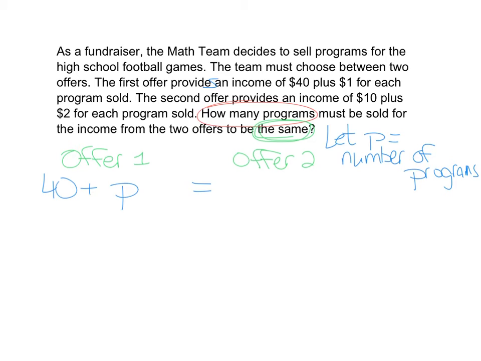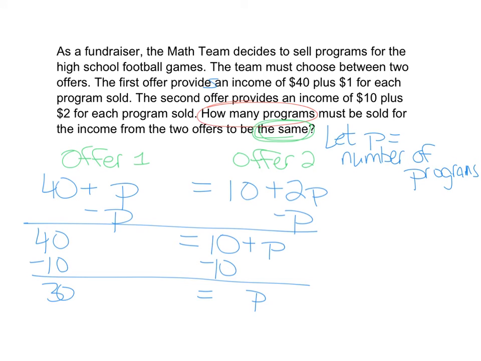What about the second company? The second company says, well, we're only going to start out giving you $10. You get $10 just for selling our product. But we're going to give you $2 for each program sold. So $2 for each program, how would we translate that? It'd be 2P, right? So this is an equation with a variable on both sides. Pause the video, work it, and then turn the video back on to check your answer. Okay, did you get P was 30 or whatever variable you chose?